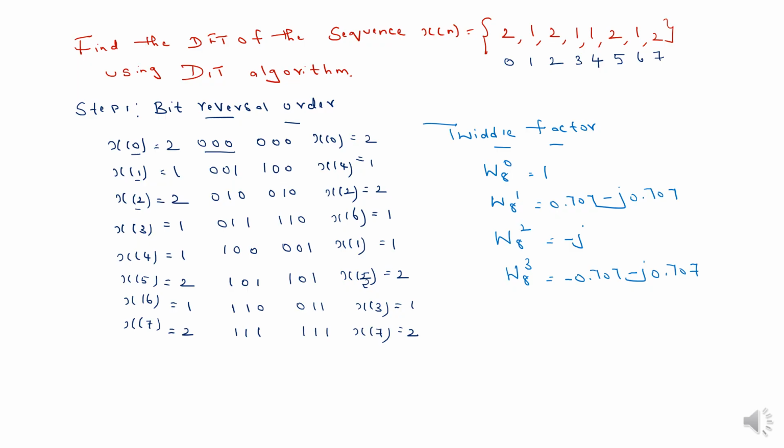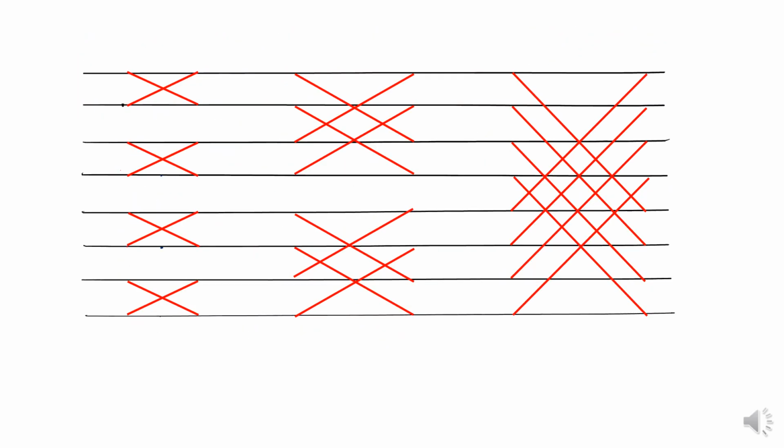So we need to draw the structure of the DIT algorithm. As we have 8 input data, we need to draw 8 horizontal lines like this: 1, 2, 3, 4, 5, 6, 7 and 8. This 8-point DFT has 3 stages. Along the first stage, line 1 is connected to line 2, line 2 is connected to line 1 like this. Similarly, 3 is connected to 4 and 4 is connected to 3. 5 is connected to 6, 6 is connected to 5, 7 is connected to 8 and 8 is connected to 7. So this is how the connection works for stage 1.